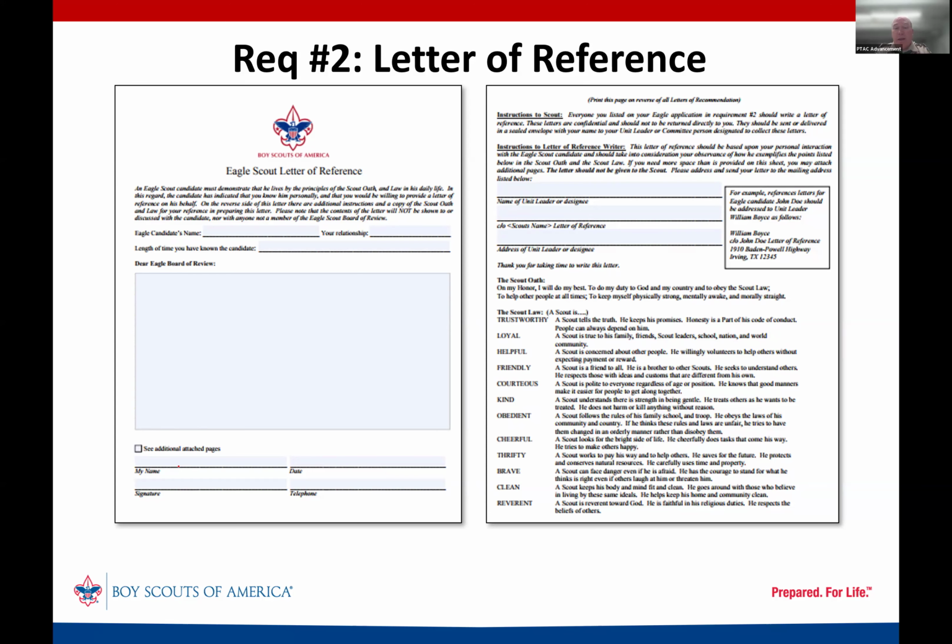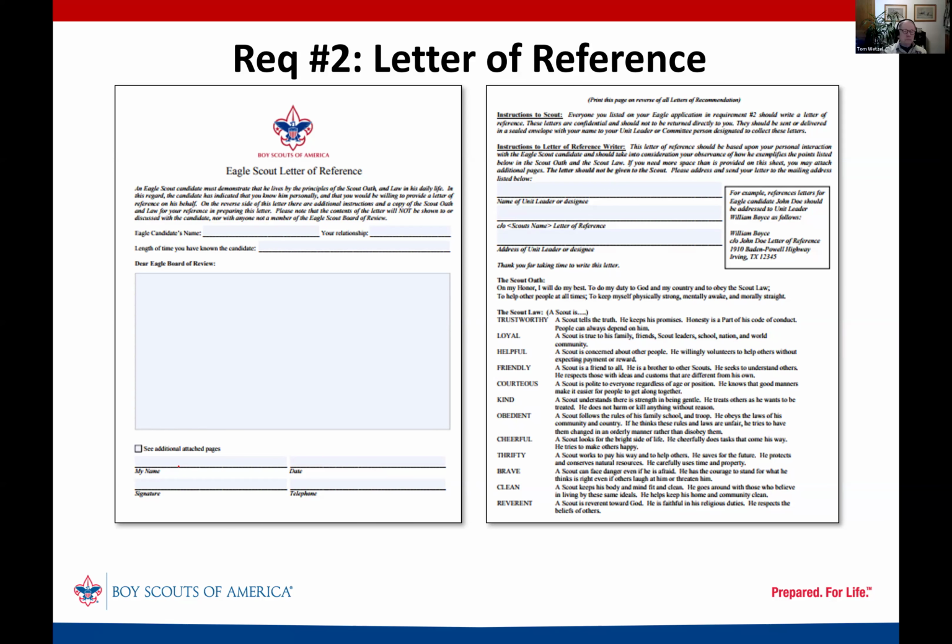In particular, let's say that a scout has asked a teacher at their high school to fill out a letter of reference. That teacher may not know anything about the Scout Oath and the Scout Law. And also, it's not a letter of reference to say how well the scout is doing in that particular subject. We hope they're doing well, but that's not the importance of the letter of reference. So this helps guide that letter writer to write an appropriate letter.